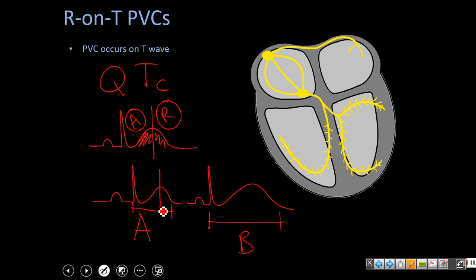Well, patient A, their relative refractory period is this big, and patient B, their relative refractory period is huge. So the longer the QT, the more vulnerable that patient is to developing a lethal arrhythmia. So it's really important to measure that and to see if it's getting longer. Some medications can cause QTs to get longer, or some patients just have long QT syndrome where their QT is just extended, and they're just always vulnerable for these lethal arrhythmias.